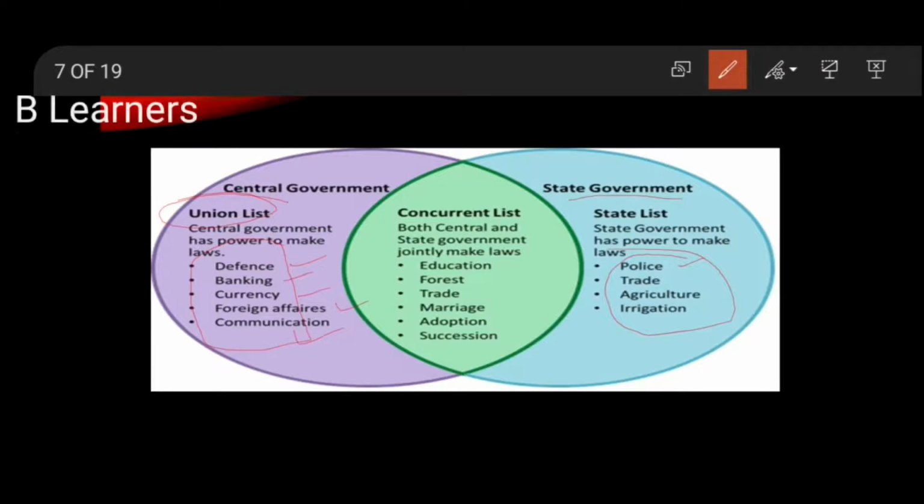Now there is another list also. This is the third list we have, the concurrent list, where both the central and state government jointly make the laws. Both have the power to make laws. And what are the subjects under this category? Education, forest, trade, marriage, adoption, succession. All these are the subjects where both together frame the laws and work together.